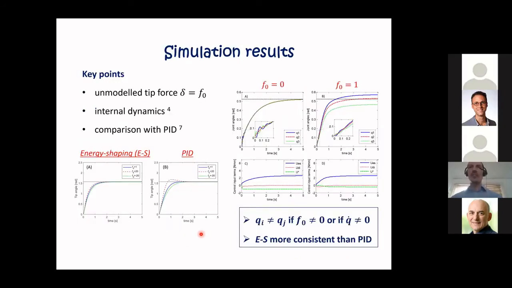So now very quickly over a set of results, and here again the idea is to highlight some key points. First of all, the effect of external forces. Here we consider a tip force on our rigid link model. We see that if the tip force is non-zero, the positions Q1 to Q3 stabilize at different values. So we don't have a constant curvature configuration.